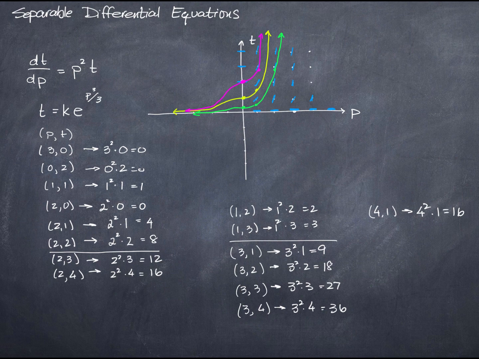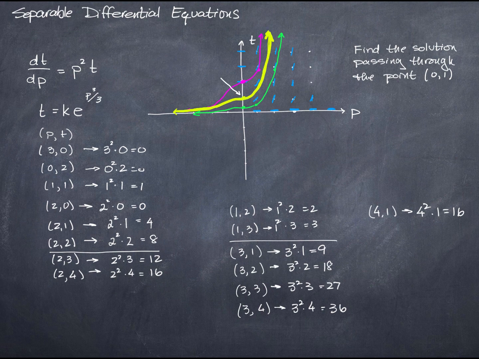Other times you might be asked to find a particular solution, or the solution passing through a specific point. Let's say for this one, we wanted to find the solution passing through the point 0, 1. Well, having graphed it already, I can say, here's the point 0, 1. So the solution satisfying that requirement is this solution here. It's this graph, rather than one of the other graphs.